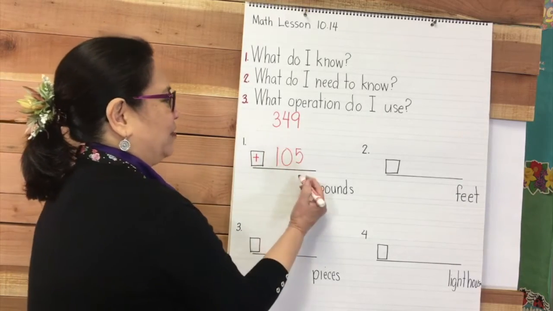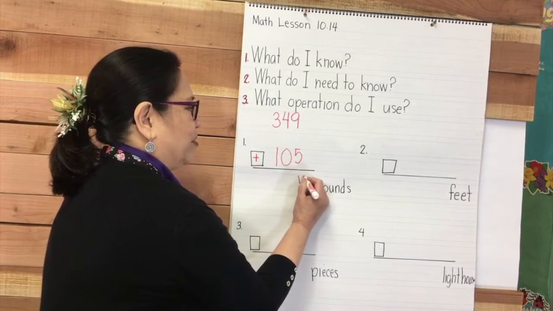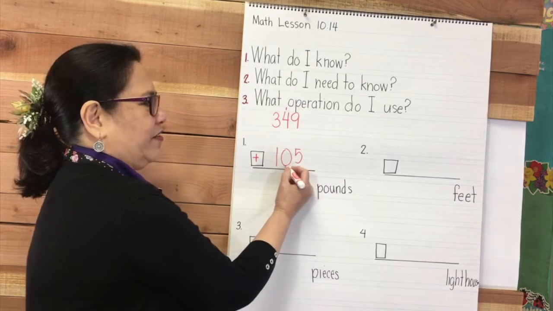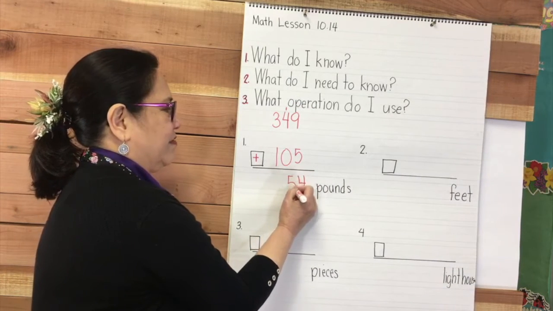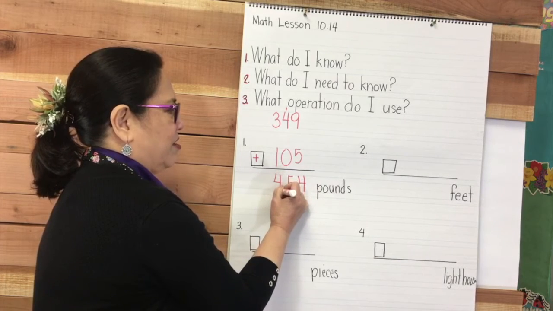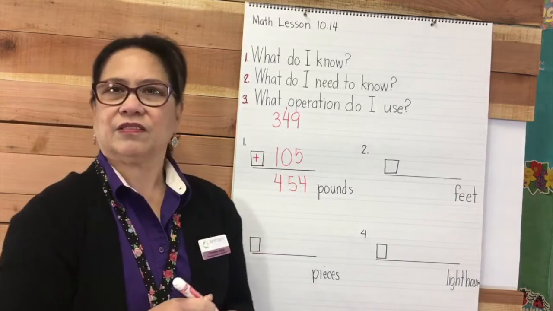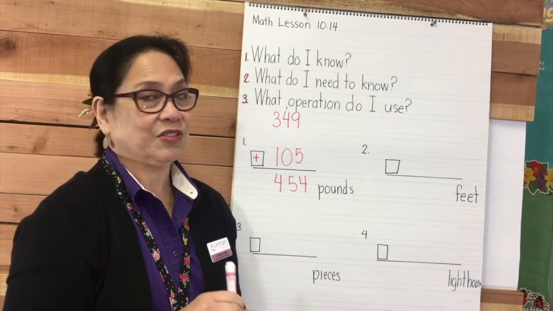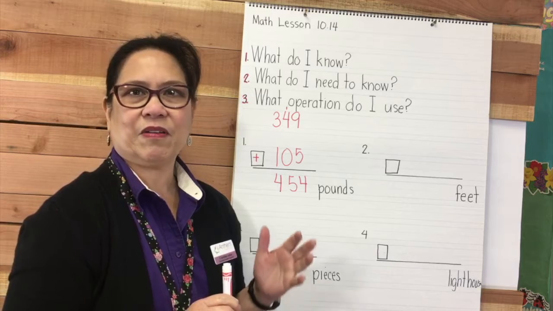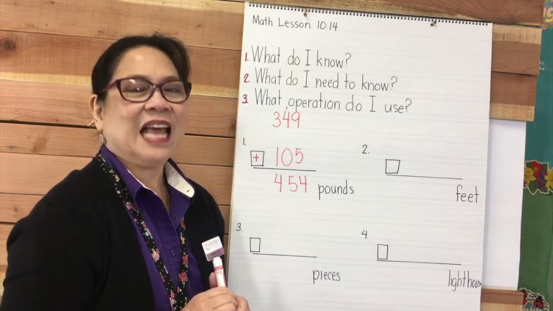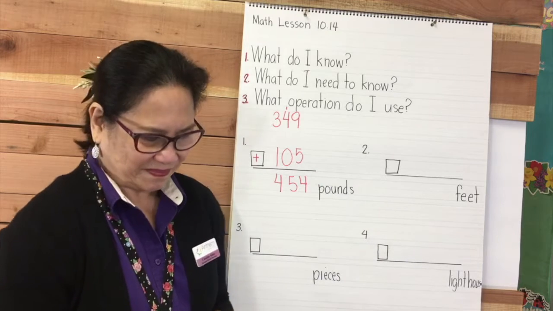9 plus 5 is 14. Regroup the 14. 1 plus 4 is 5. Plus 0 is 5. 3 plus 1 is 4. So, the answer is 454 pounds. Okay, so pause the video anytime if you need to catch up with me, okay? Let's try the second one.